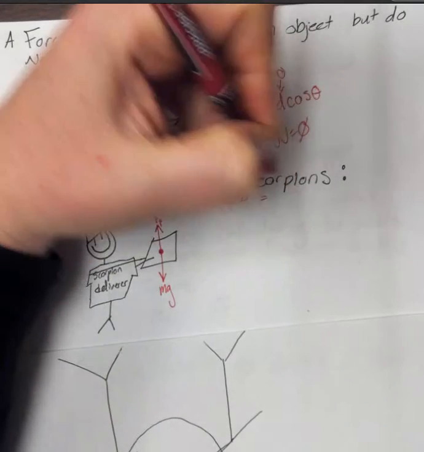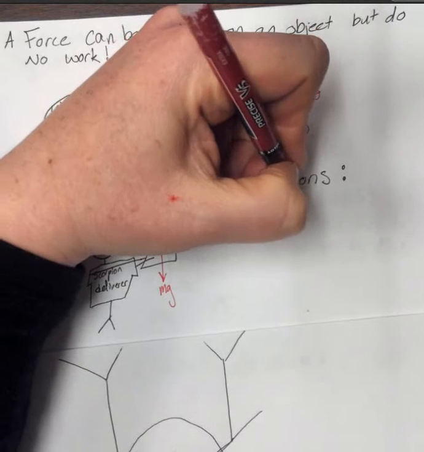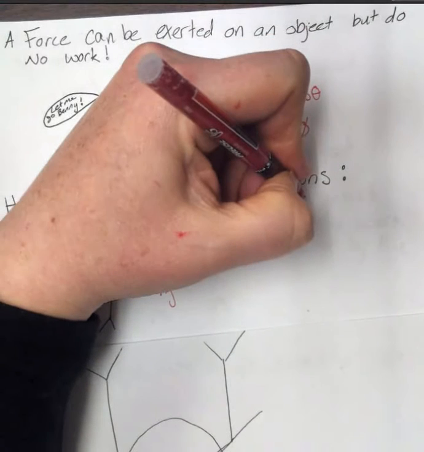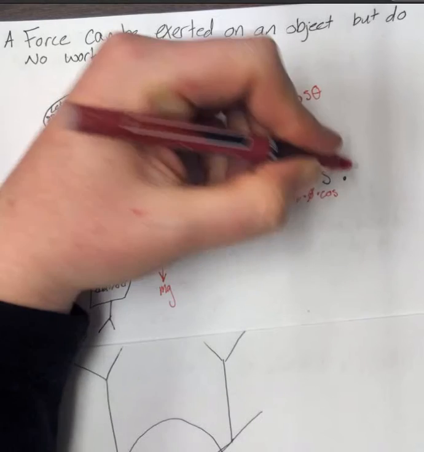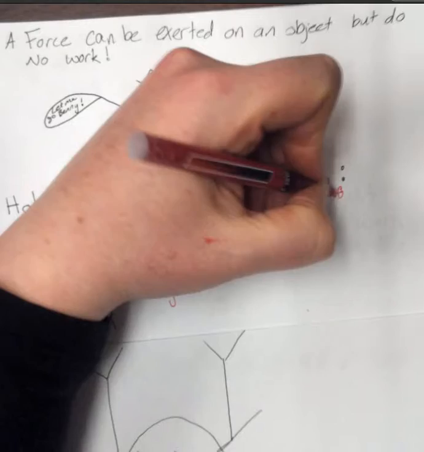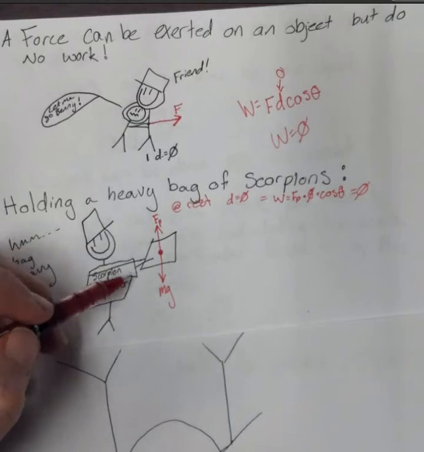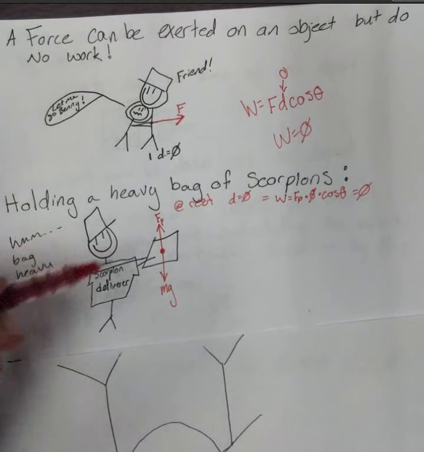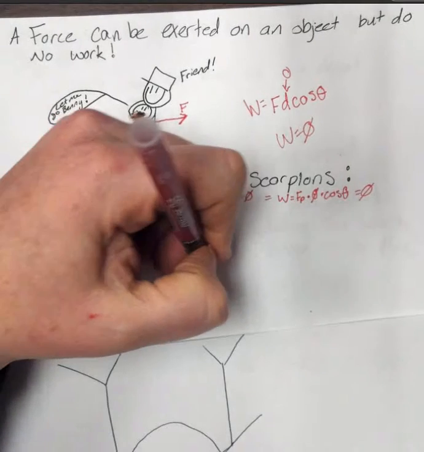Therefore, the work that Benny is doing is going to be equal to the force that he applies times the displacement, which is 0, times the cosine of their separation. And since there is no distance, we don't know what that angle is, but it doesn't matter because displacement is 0, therefore work is 0. So no matter how heavy that bag is, Benny is doing no work to the bag because the bag is not being displaced. So now what if Benny is actually transporting the bag?